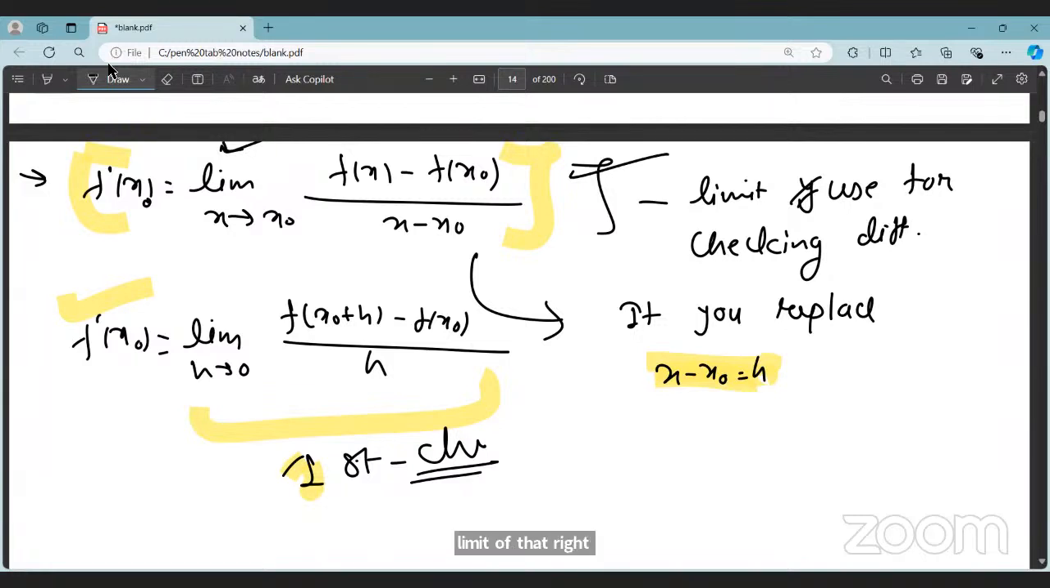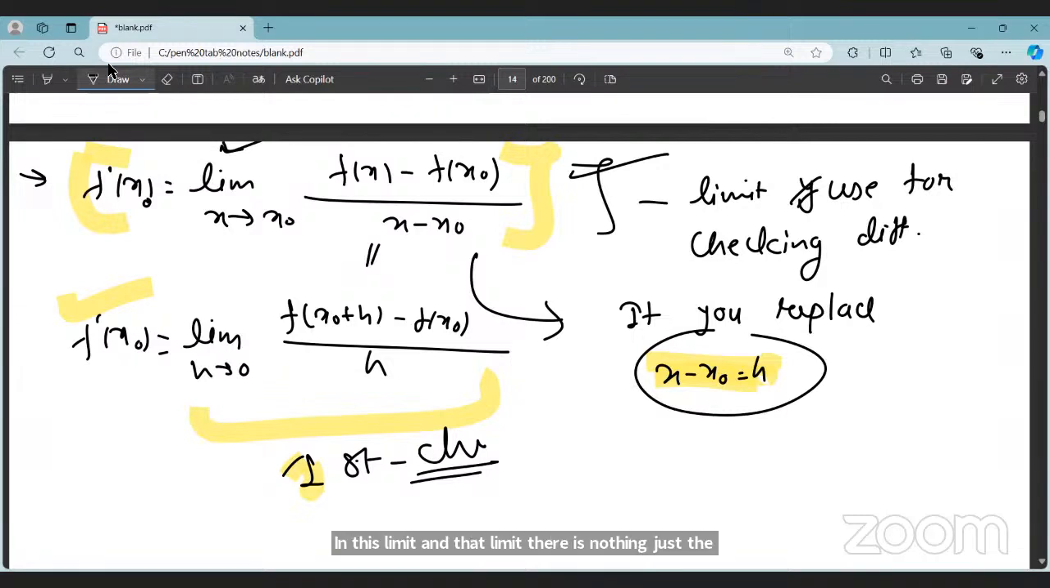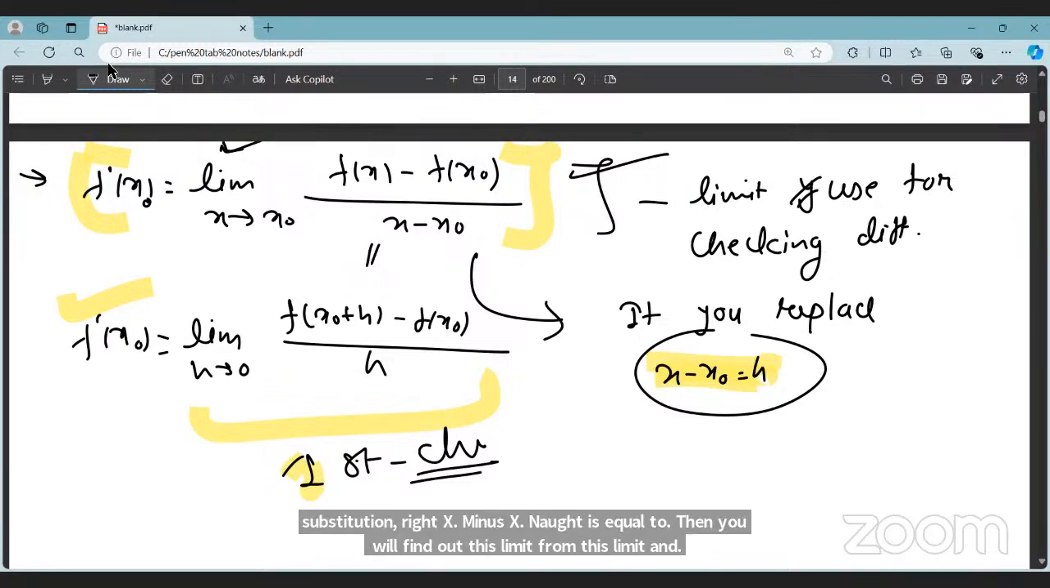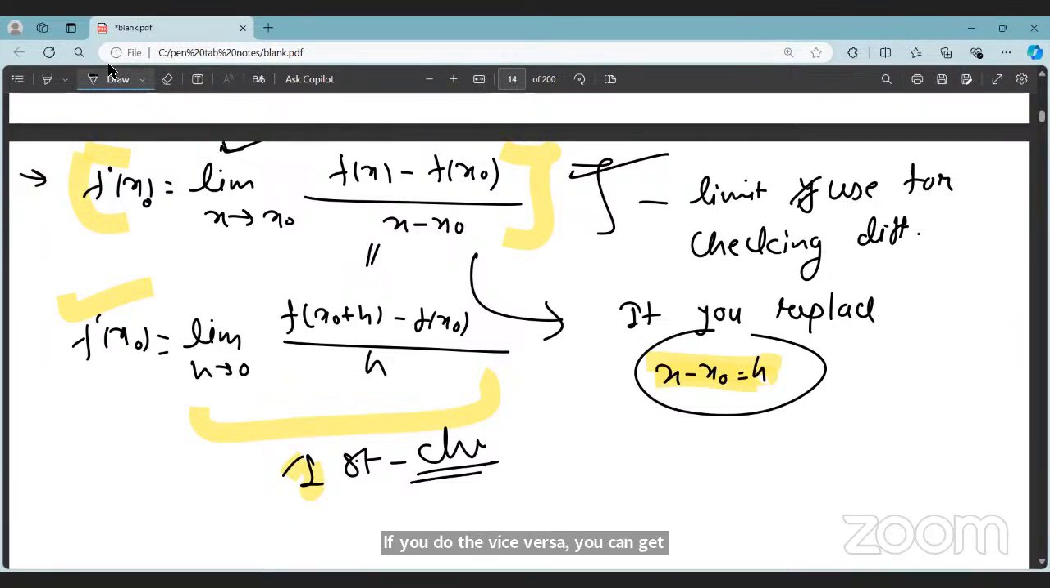So both things can be up. Just keep in mind, if at some point you find out, it's better to know, right? In this limit and that limit, there is nothing, just a substitution, right? x minus x naught equals h. If you put this, then you will find out this limit from that limit. And if you do the vice versa substitution, you can get both of them. I'm just giving an example for your information. I don't have an example at this time. Let me see. Okay, then we will.